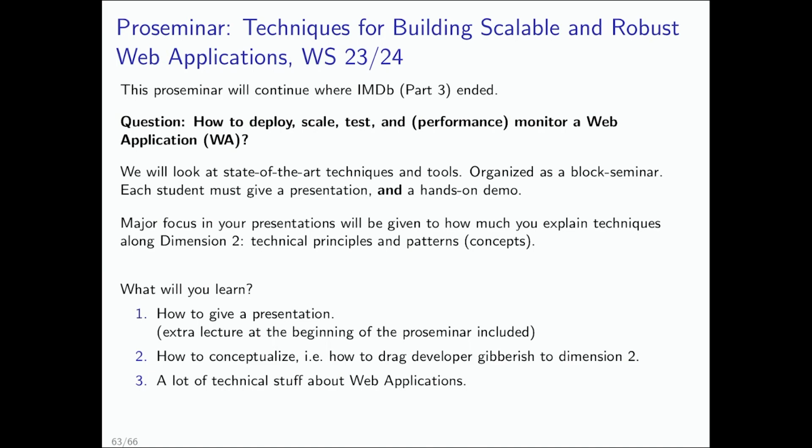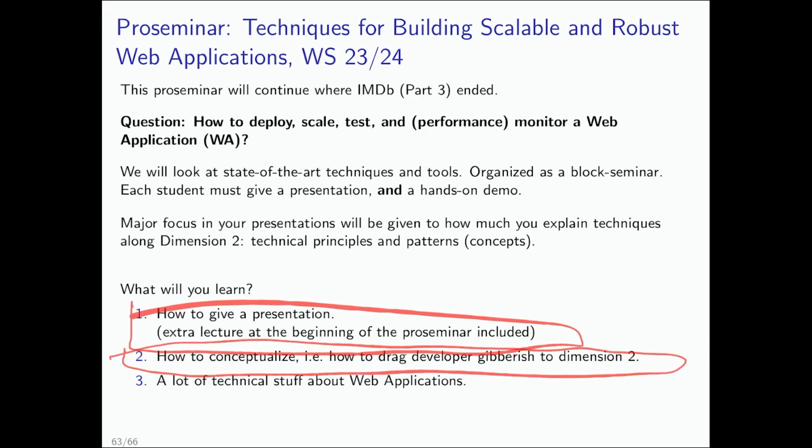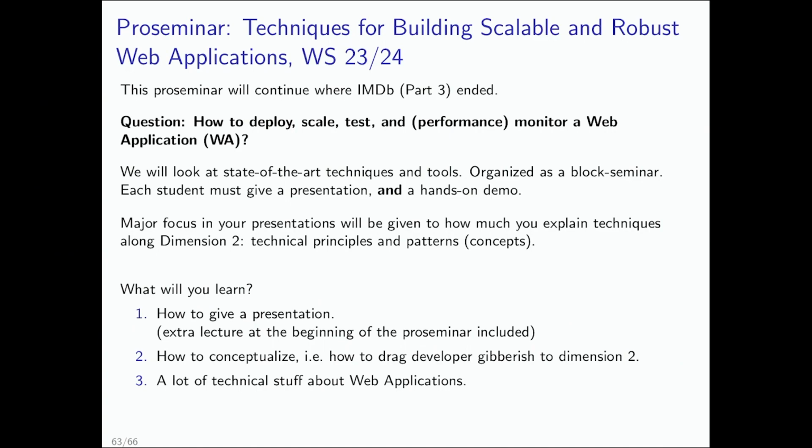I have quite some experience with presentations, and we did that many times in seminars, where I briefly explain how to effectively organize a presentation, how to get going, what to put on your slides, stuff like that. That's I think in the middle of the semester. Then, how to conceptualize: you will really train your muscle on that. Get away from this developer gibberish, and drag stuff towards dimension 2, the concepts.